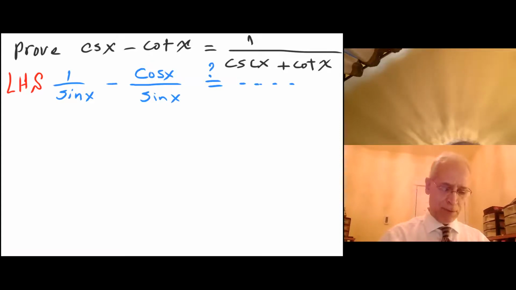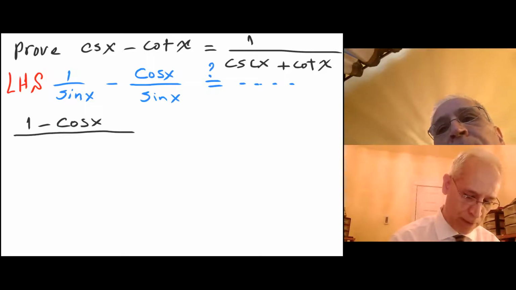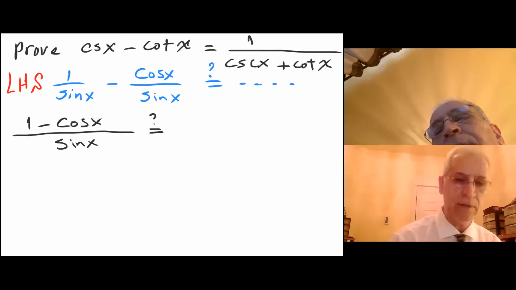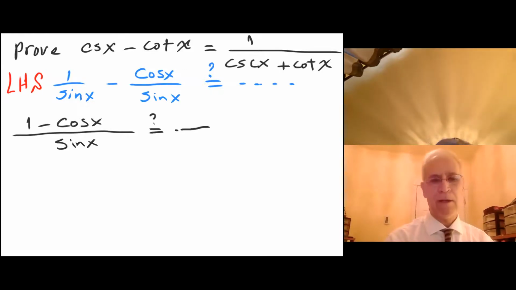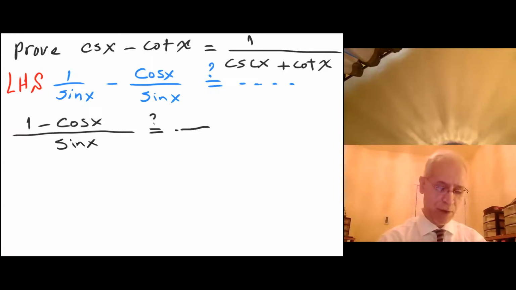Okay, so notice that now on the left-hand side I have sine of x in the denominator. So I can rewrite this as 1 minus cosine of x over sine of x. And does that equal the right-hand side? You really don't have to write this step, equals and a question mark. It's just my habit to do that.